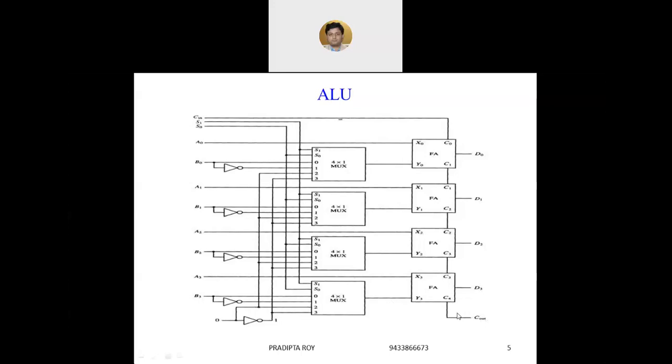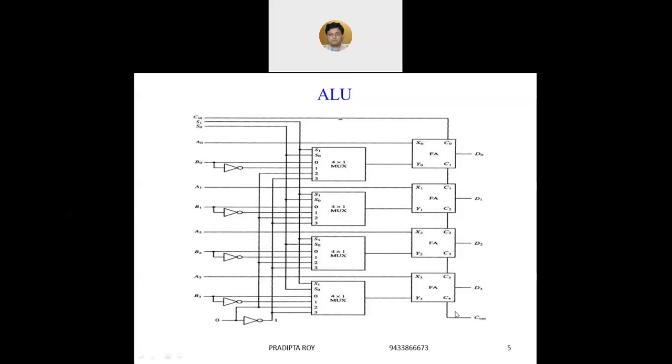Now, as the truth table reveals, we have to perform different operations. That's why we have to choose the operations, and that's why we have to use muxes. We are using 4x1 muxes here, and for a 4x1 mux, we require only 2 select lines. So select lines S1 and S0 are connected to every mux. Based on the value of S1 and S0, we will find out what operation will be carried out by the arithmetic unit.